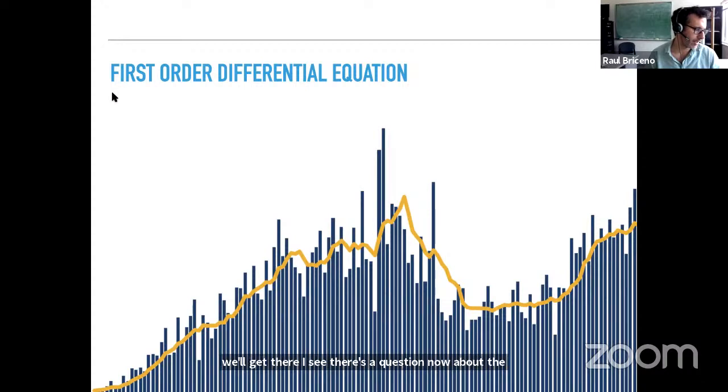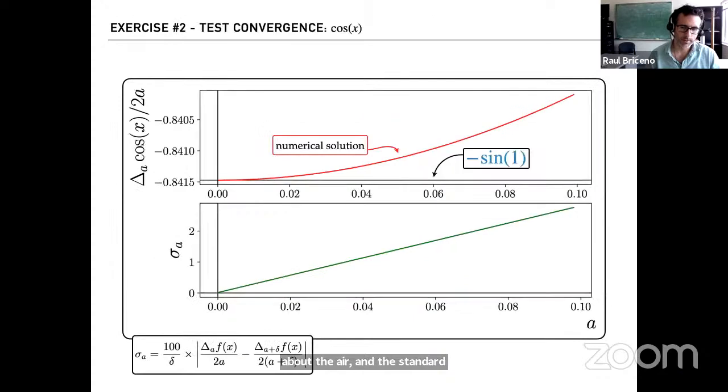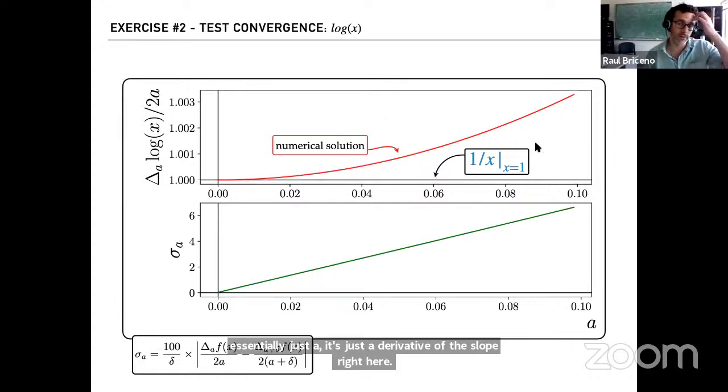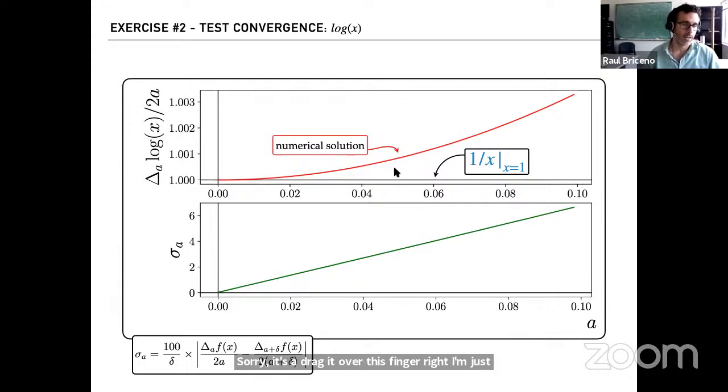I see there's a question now about the error and the standard error equation. What are the symbols? Yeah, let's go back. This right here. I just defined the sigma. It doesn't mean anything. It's essentially just a derivative of this figure. I'm just taking the slope of this figure right here and multiplying it by 100. I just called it sigma because I'm not that clever. There aren't that many symbols I can come up with.